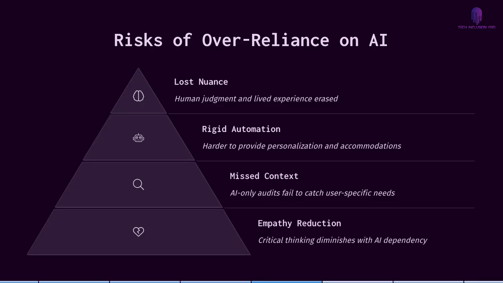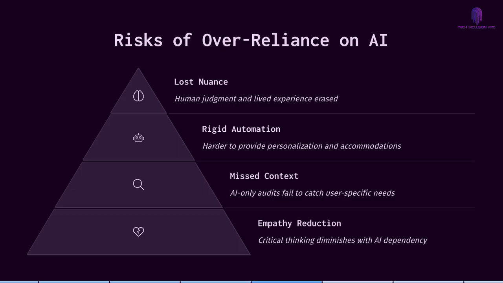So, what are the risks of over-reliance on AI? There's lost nuance. Human judgment and lived experience can be erased if you're only using AI. Although it was created by humans, you know your context better than the AI does. You interact with people with lived experience, and if you're only looking at AI, you're losing that human factor. There's also a lot of rigid automation associated with over-reliance, and it's harder to provide personalization and accommodations. You also have to be very careful with what information you're putting into your AI because there are privacy issues and HIPAA and FERPA laws, for example.